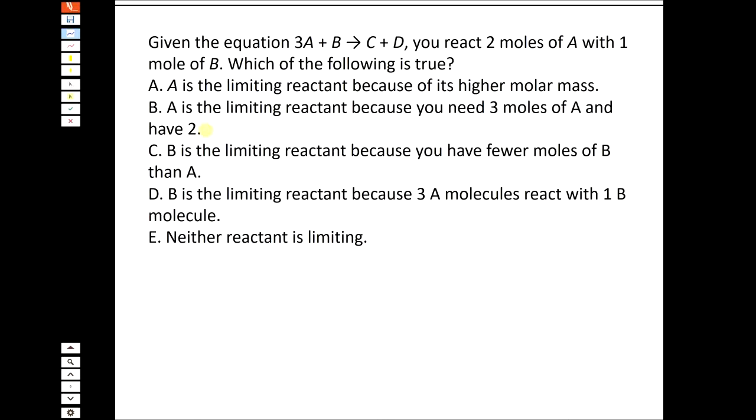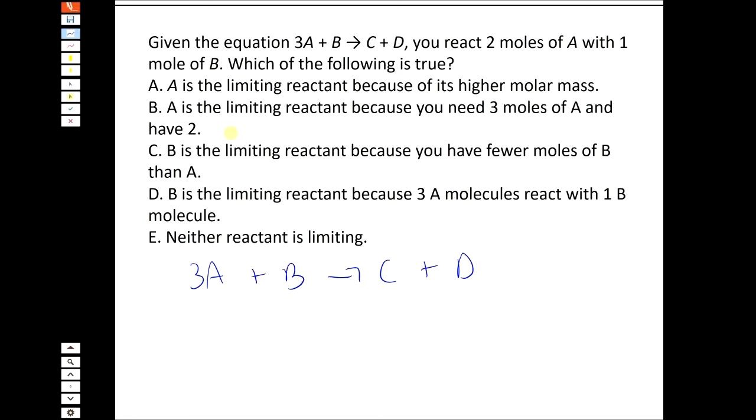So let's go through and look at this problem here. So we have 3A plus B goes to C plus D. So here again, generic chemical compounds in this reaction, but this time we have real coefficients. 3 for A, 1 for all the rest. And we're saying we react 2 moles of A with 1 mole of B. So dead giveaway, we have amounts for both reactants A and B, so we know that this is a limiting reactant problem. And we want to know which of the following is true, and all the answer choices deal with what the limiting reactant is.